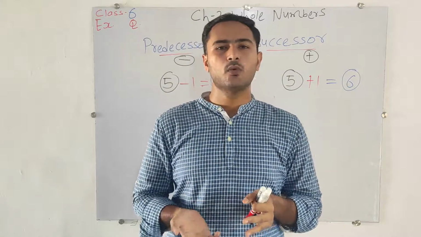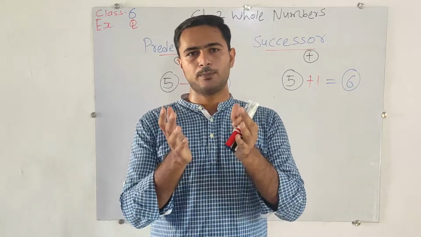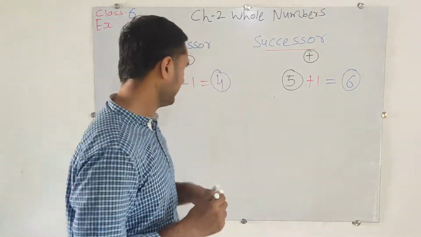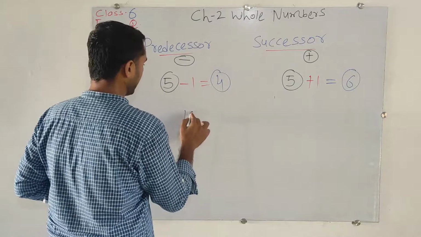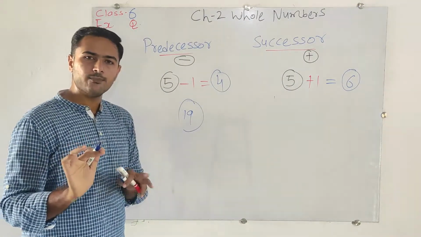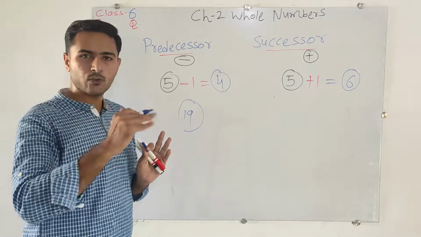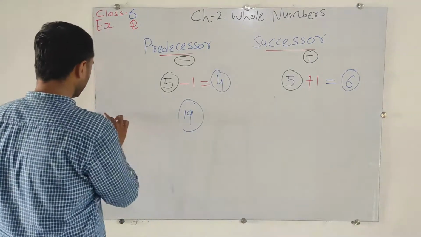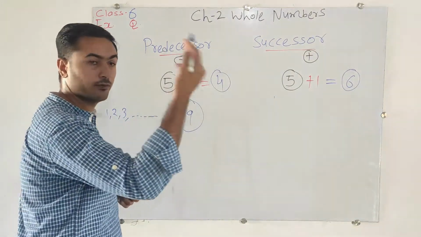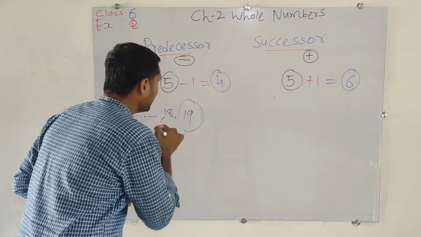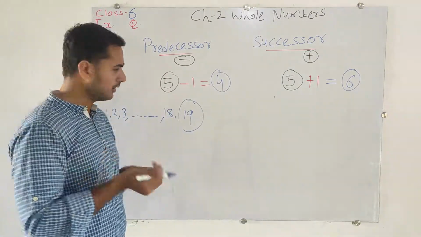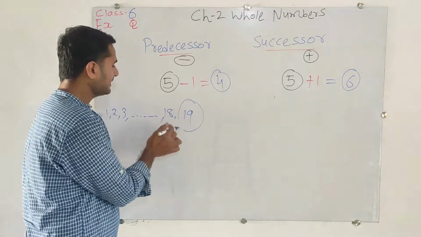In other words, predecessor means the previous number. Like if I have the number 19, the previous number of 19, see the number line. In the sequence of numbers, I write 1, 2, 3, 4, 5, 6, 7, 8, 9, 10, 11, 12, 13, 14, 15, 16, 17, 18 and then 19. So predecessor means the previous number. The previous number of 19 is 18.